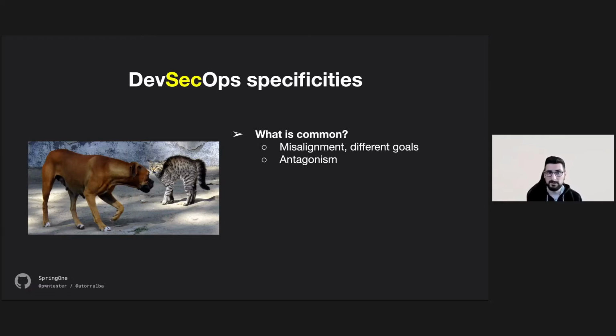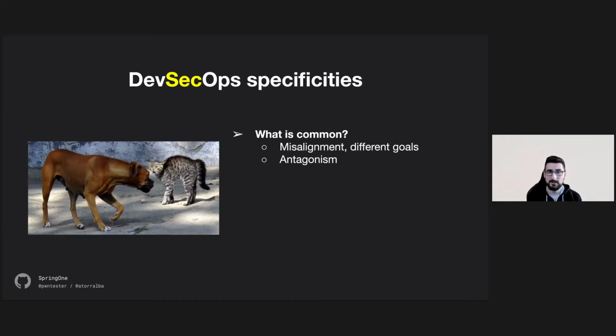Basically, what these two approaches have in common are the problems they try to solve, which are two mainly. One is misalignment between the teams, and the other is antagonism. So misalignment basically means that the goals between the teams are not aligned. Every team has a different goal.